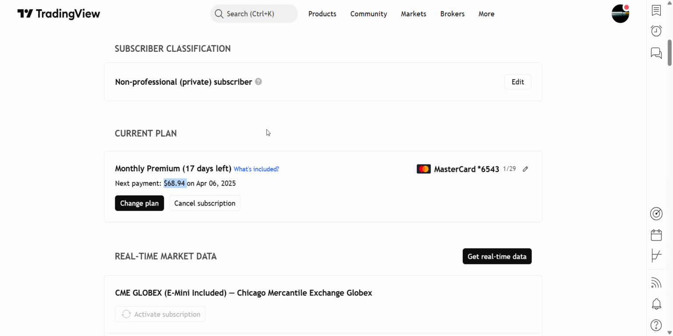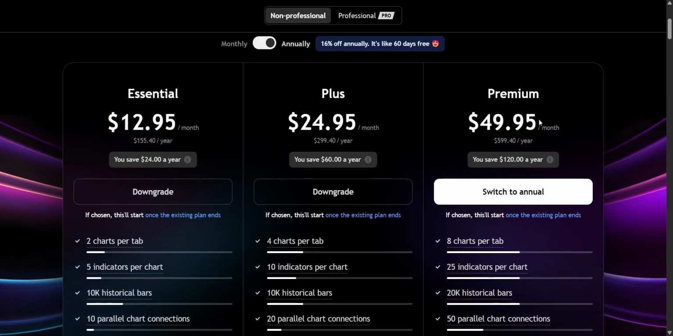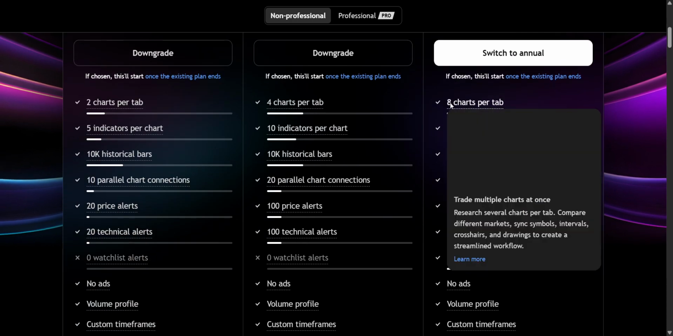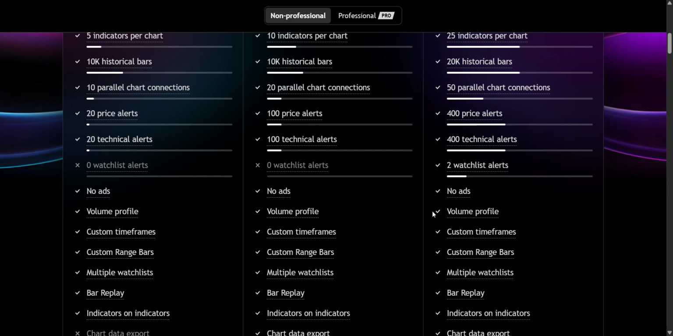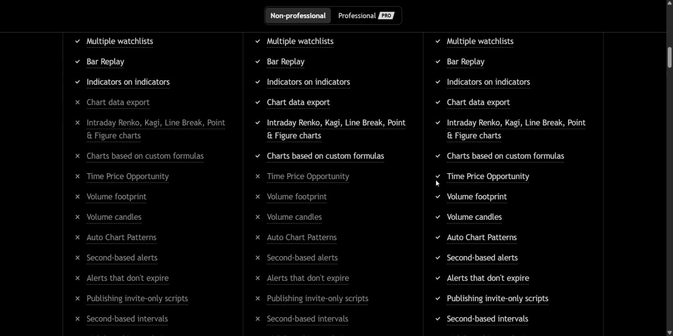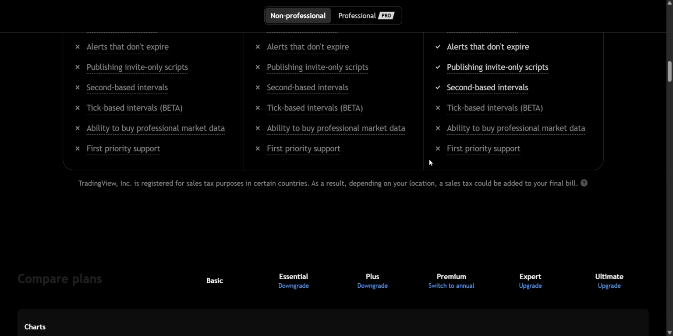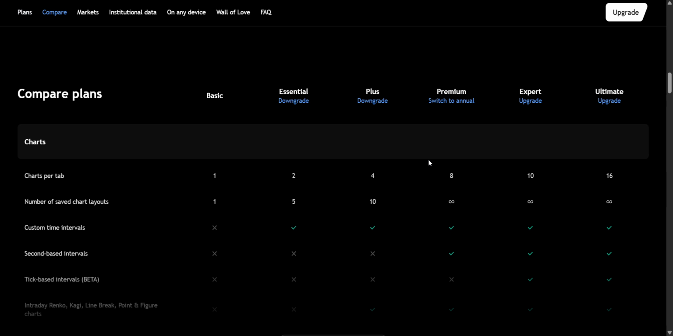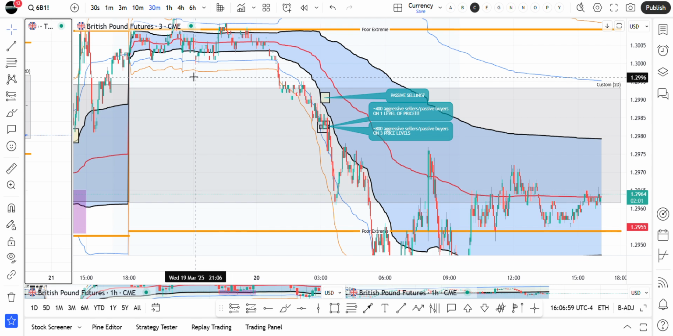Let me do this. It's this one over here. It'll give you 8 charts per tab. I don't really care about all the other stuff, but this is what I was looking at. I need TPO, footprint. I don't need tick-based intervals. I don't really care about that right now. But that is what you do need if you want to trade TPO with TradingView.